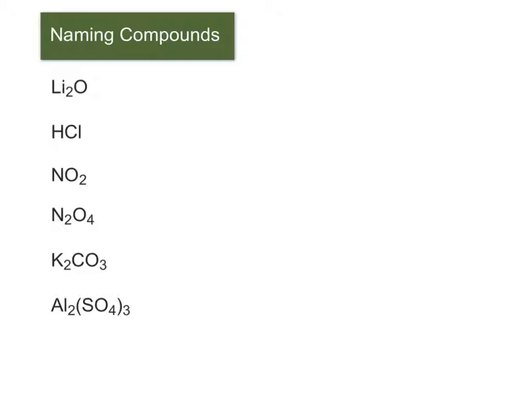Now that we have all these rules in place, let's go ahead and do a couple of examples. All right, so the first one is Li2O, and we have lithium, which is all the way in the first column. It's an alkali metal, so it's the one furthest to the left. So lithium, and then oxygen would be the next one, but we want to change the ending to "ide," so this would be lithium oxide.